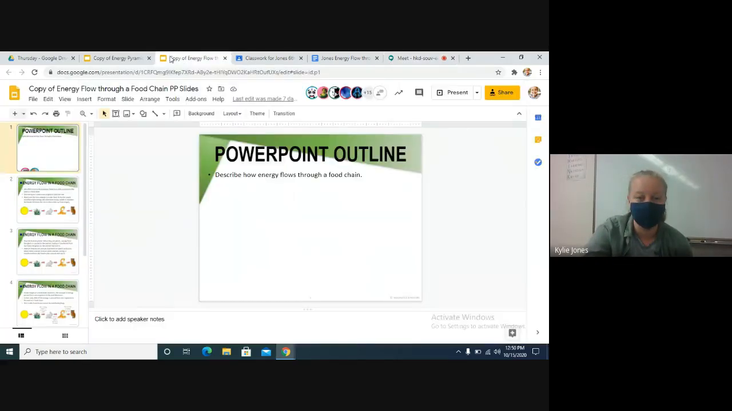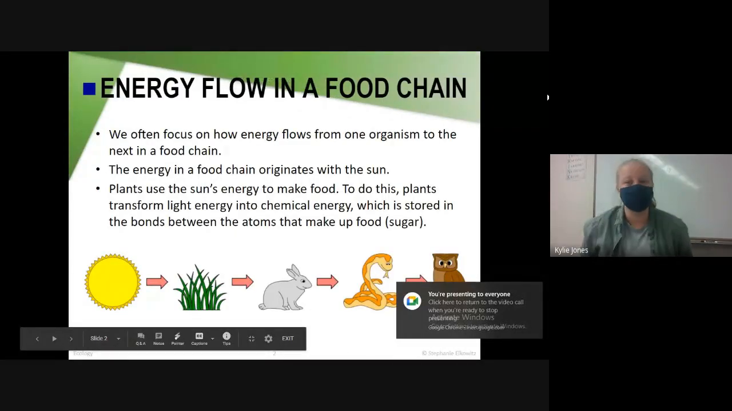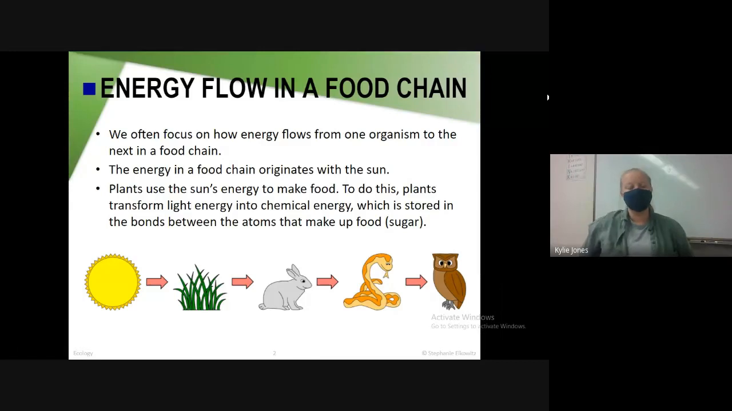Okay, all right. I'm going to start going through this PowerPoint then. So, our first slide, energy flow through a food chain. We often focus on how energy flows from one organism to the next in a food chain. As we said yesterday, the energy in a food chain originates or starts with the sun. Basically, all energy needs to start with the sun. Plants make food using the sun's energy, the photosynthesis process, right? To do this, plants transform light energy into chemical energy, which is stored in the bonds between the atoms that make up food, sugar. So that's a lot, but basically that's the process of photosynthesis.